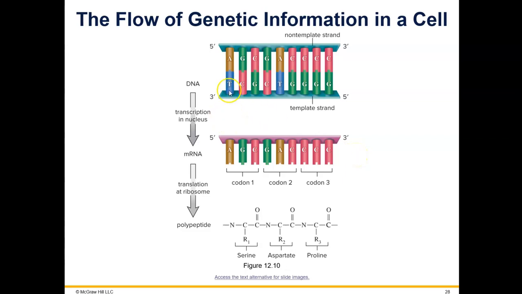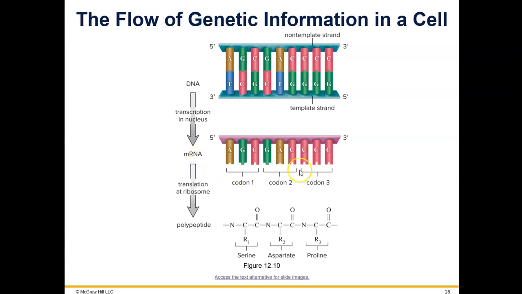So for a transcription of this particular template DNA strand, thymine is going to be complementary to adenine. So T pairs with A, C pairs with G, G pairs with C, C pairs with G, T pairs with A, and then the last four are G's and they pair with C's. So the messenger RNA is divided into sequences of 3 nucleotides, and each sequence of 3 is called a codon. So we have 3 codons in this particular messenger RNA.